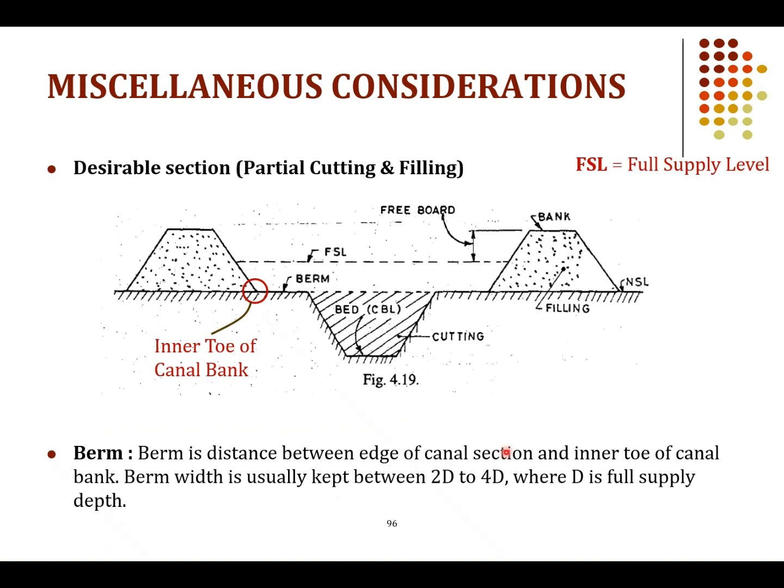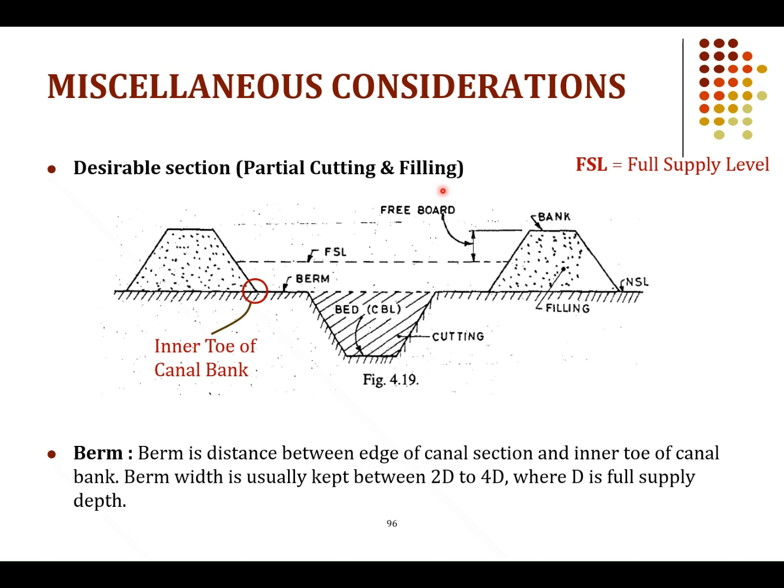Now moving forward, let's talk about the full cross section of the canal. Whatever we have designed so far is basically only this trapezoid. But a canal is not just this trapezoid. A canal has some other parts as well on the sides. For example, these are called banks, and this horizontal part between the cross section and the banks is called a berm.